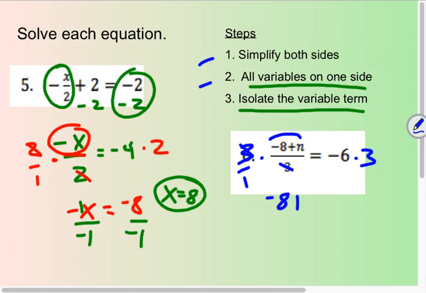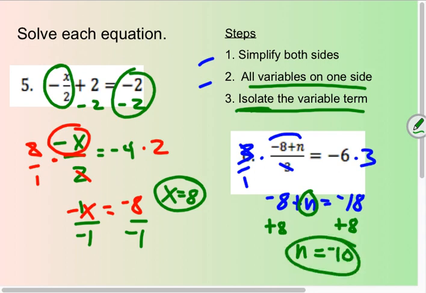So I got negative 8 plus n equals negative 18. So now, to isolate that n by itself, I'm going to add 8 to both sides. And n equals negative 18 plus 8, which is negative 10.